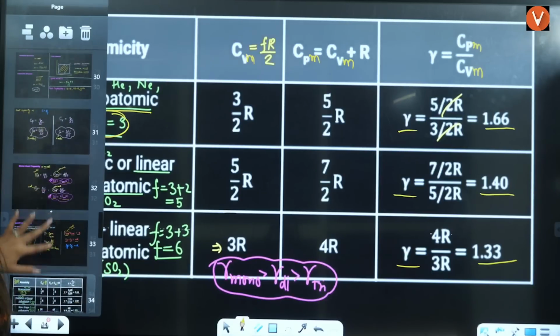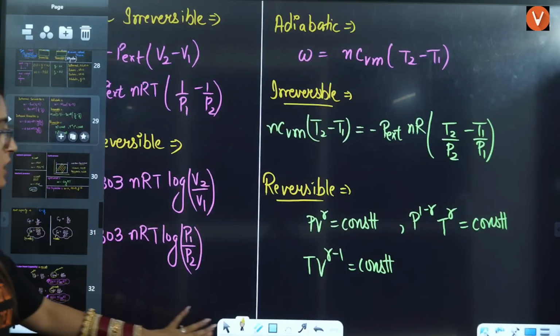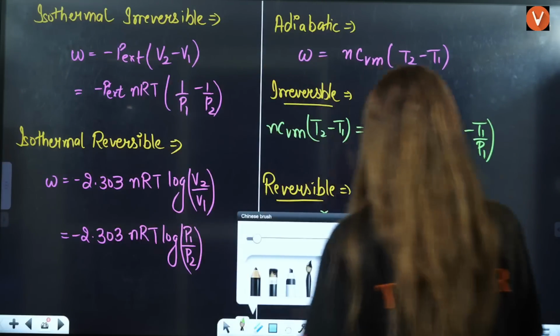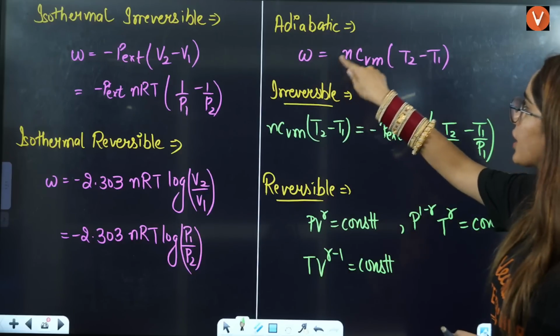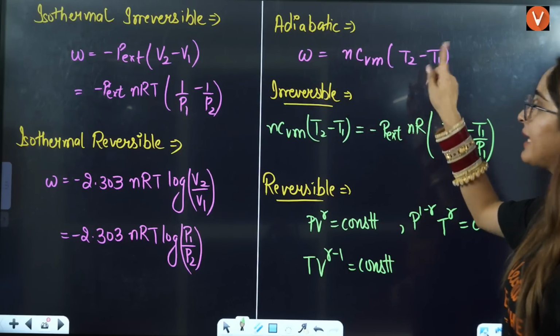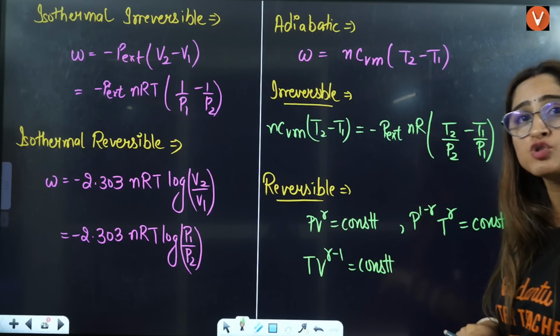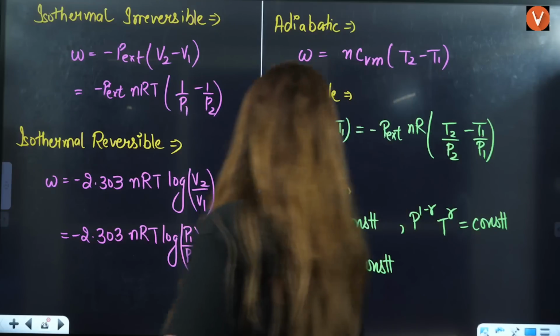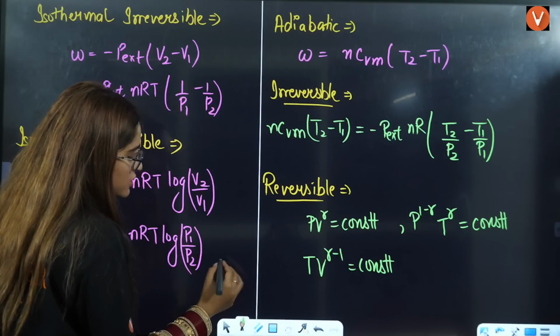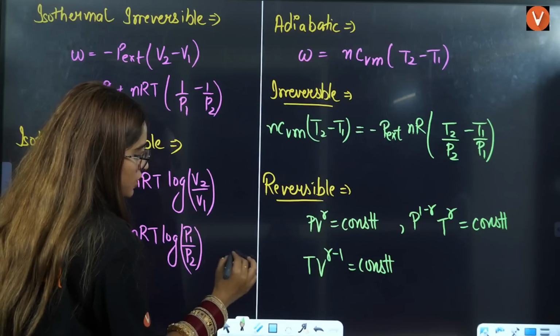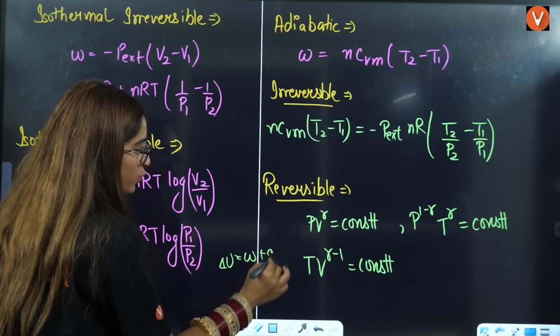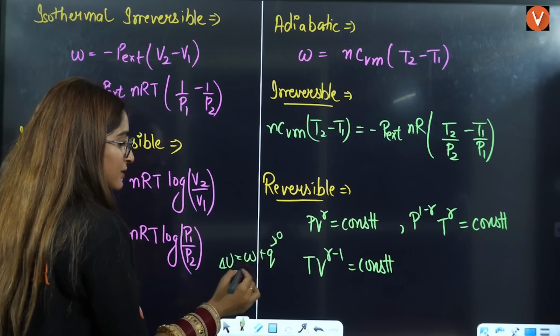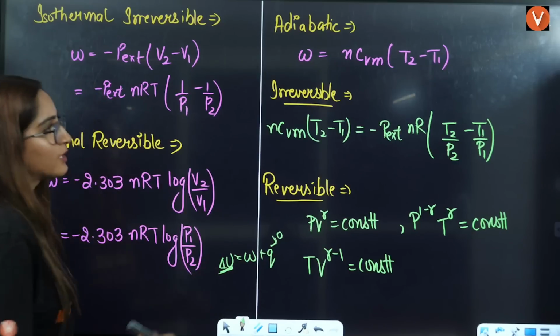Now let us come back to this adiabatic formula. So if you see this here, work done is equal to n Cvm delta T. Why is it so? Because beta, first law of thermodynamics is delta U is equal to W plus Q. Q is 0. That means work done is equal to delta U.